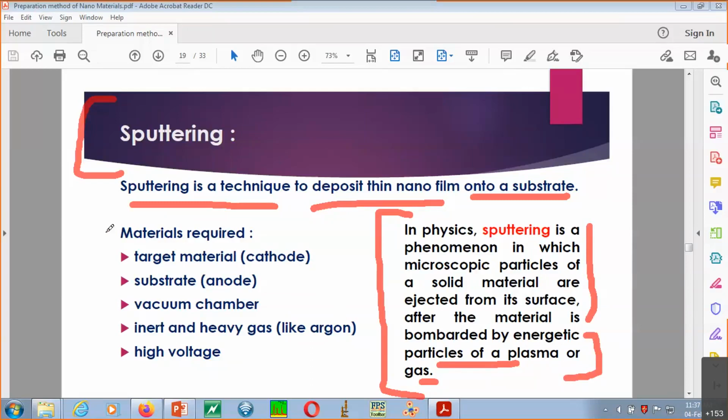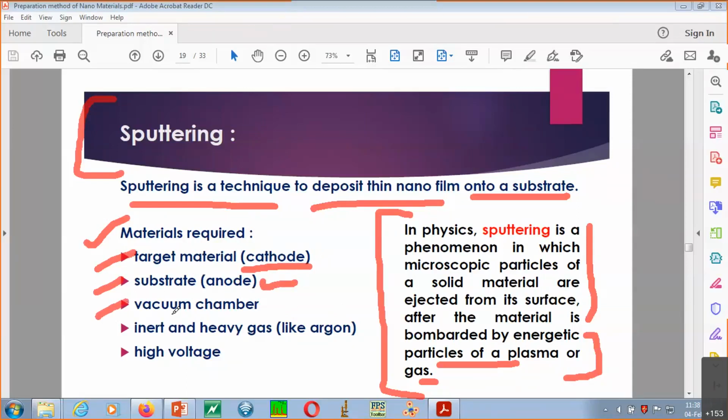Okay, so let me again come to this part. What are the materials required to perform this technique? You require the target material, and this target material we are keeping at the cathode point. So wherever the cathode terminal is, we keep the target material. The substrate is again the same, and we keep the substrate at the place of the anode. Keep in mind, this arrangement is very, very important.